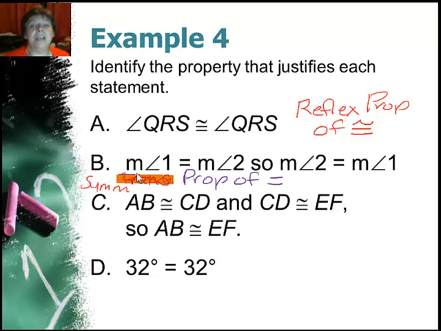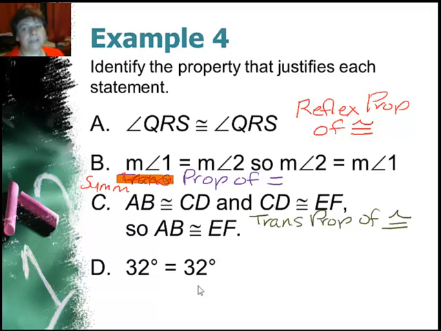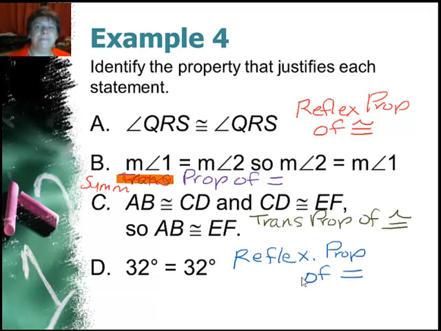Now let's look at the next one. This one looks more like a skip through. So see how you have AB is congruent to CD and CD is congruent to EF? That means that AB has to be congruent to EF, which is the transitive property of congruence. Notice if I have an equal sign here, it's equal. Congruent, congruent, congruent, congruent. So this one's an equal, so my answer should have an equal. Something equaling itself is the reflexive property.